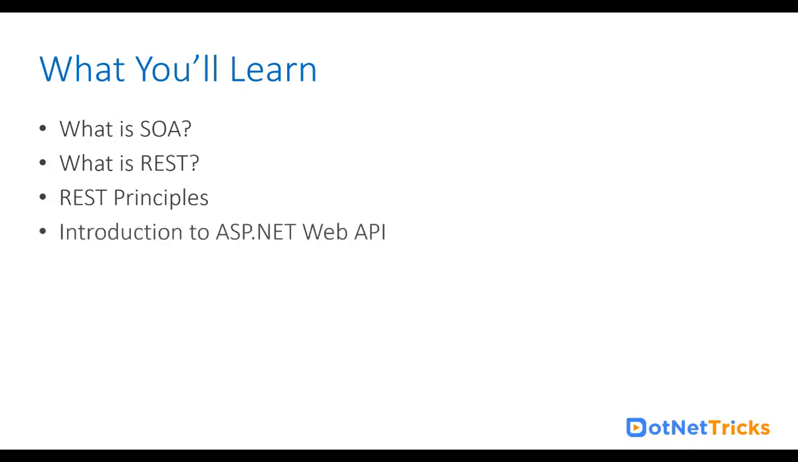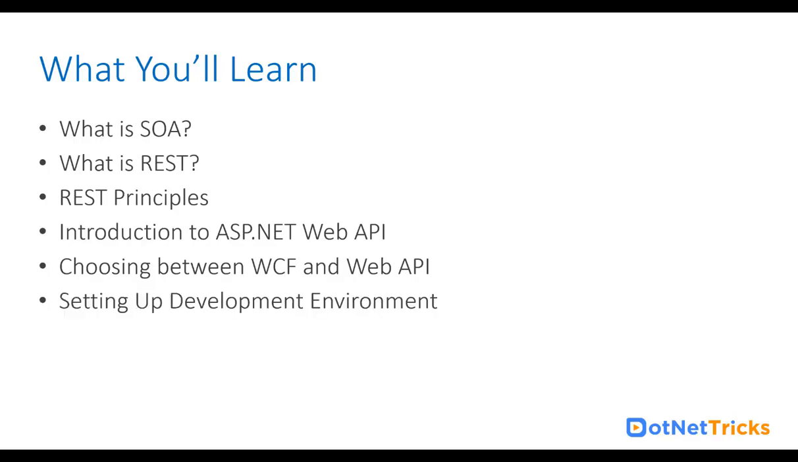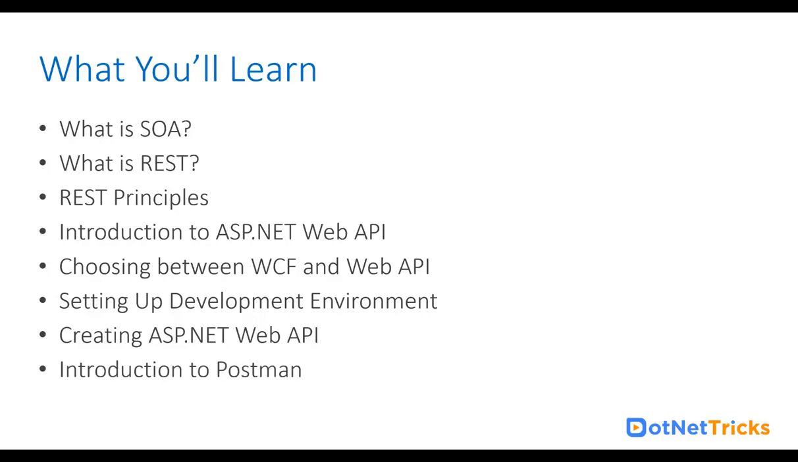In this course, we will learn about what is SOA, like service oriented architecture, what is REST, what are the various REST principles, followed by the REST-based services, introduction to ASP.NET Web API, choosing between WCF and Web API. So it will give you the idea like where you should use WCF and where you should use Web API. Setting up the environment with the help of Visual Studio and Postman, creating ASP.NET Web API using Visual Studio, introduction to Postman, and testing our Web API using Postman.